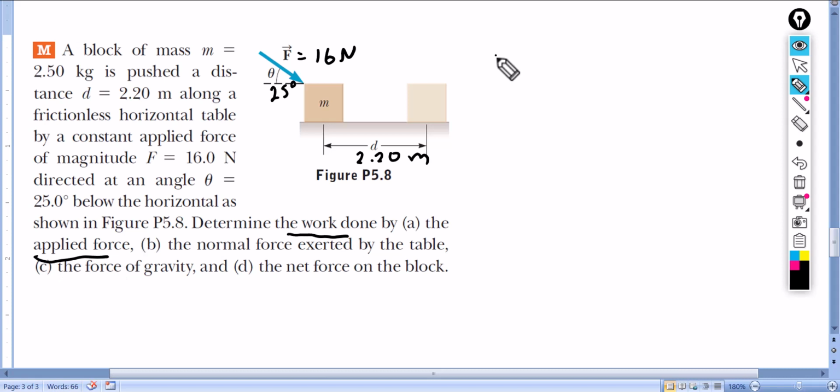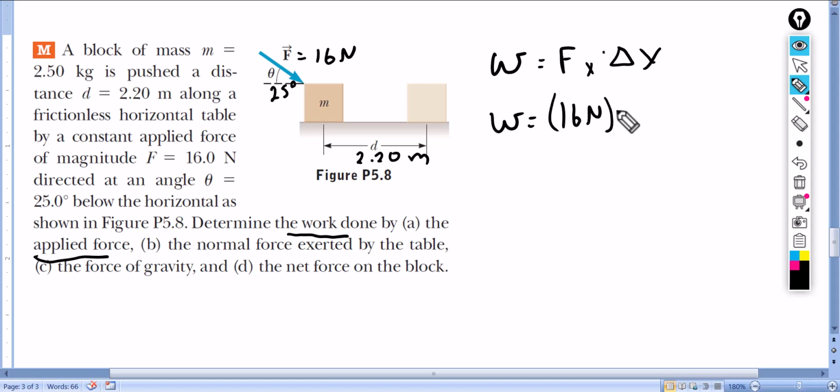So this work is Fx delta x. Now this is the work applied by the force. So this is the force of 60 newtons. But it's at an angle, so I need to do the cosine. And then this displacement of 2.20 meters. That ends up being 31.9 joules for part A.